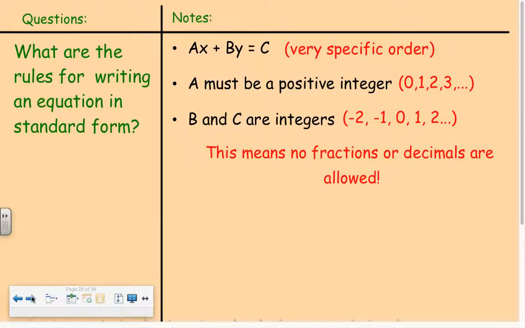Alright, here are the rules for standard form. It's very important that you make sure you write down all of these rules in your notes. So what are the rules for writing an equation in standard form? Well, first of all, the equation ax plus by equals c has a very specific order. Both x and y have to be on the same side, and they have to be on the left-hand side.